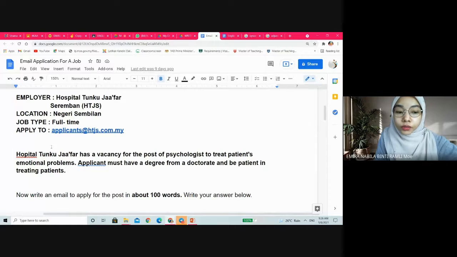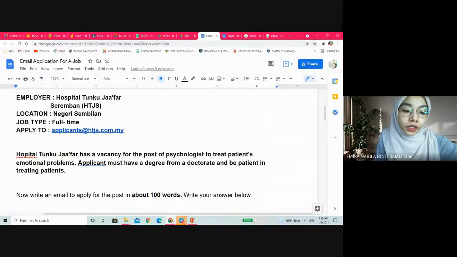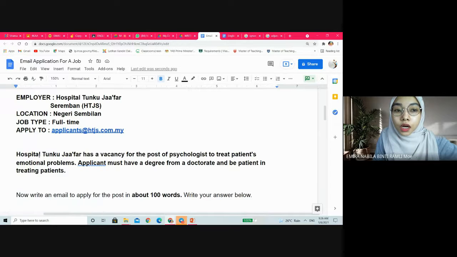Hospital. Google document has underline merah. What's the problem there? Hospital. Okay, so if I click here, Google document would suggest hospital. Okay, I did not use the suggesting mode just now. After this, I'll use it. Suggesting mode. Okay. Hospital.